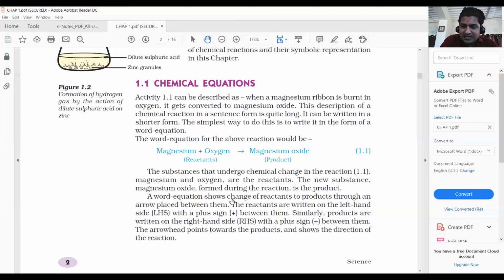The equation shows the change of the reactants to the product, with an arrow placed between them. The reactants are written on the left hand side, LHS, with a plus sign between them. Similarly, the products are written on the right hand side, RHS.